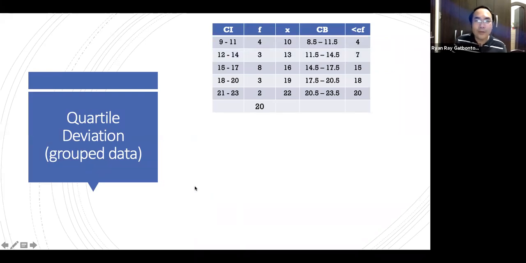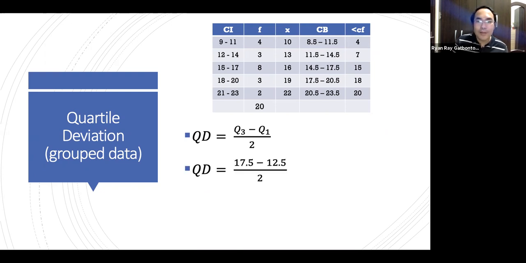Now that we know our third quartile and our first quartile, we can determine our quartile deviation for group data. To get our quartile deviation, we use the formula Q3 minus Q1 divided by 2. Upon getting the values, we know that our third quartile value for the group data is 17.5, while the first quartile value is 12.5. We divide the difference by 2, and we get a quartile deviation of 2.5.